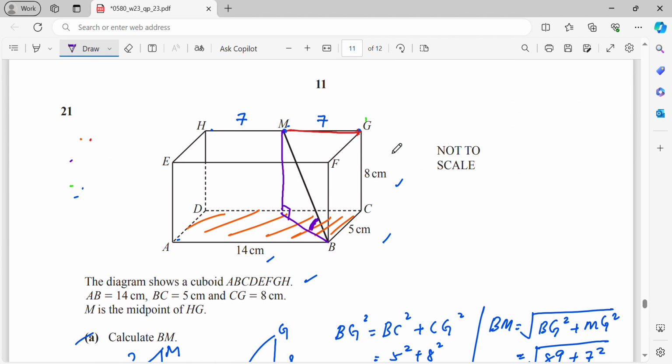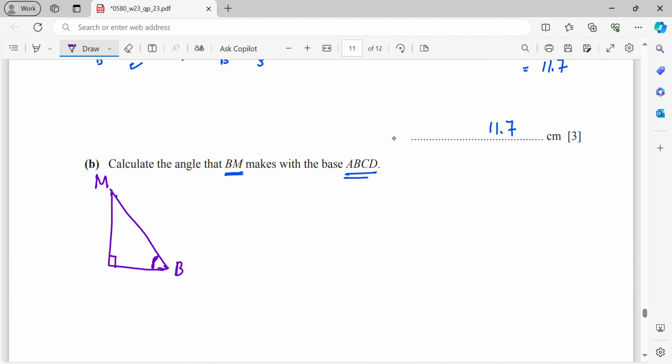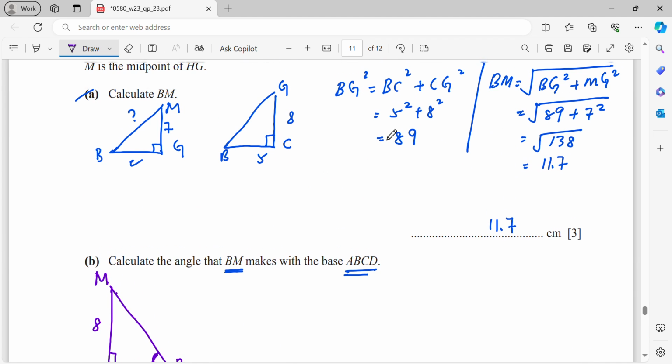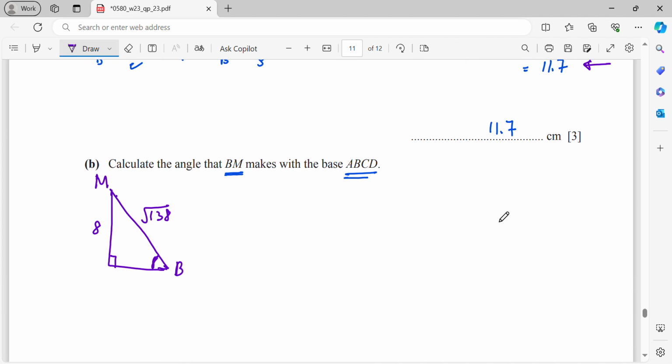So I know that from M to CD is 8. BM was already found just now, so I will label here 8. The BM just now was 11.7, but that is the value where you rounded up, so better use the original value, square root 138. So here, square root 138. Now to get this angle, the 8 is the opposite side, and the square root 138 is the hypotenuse.